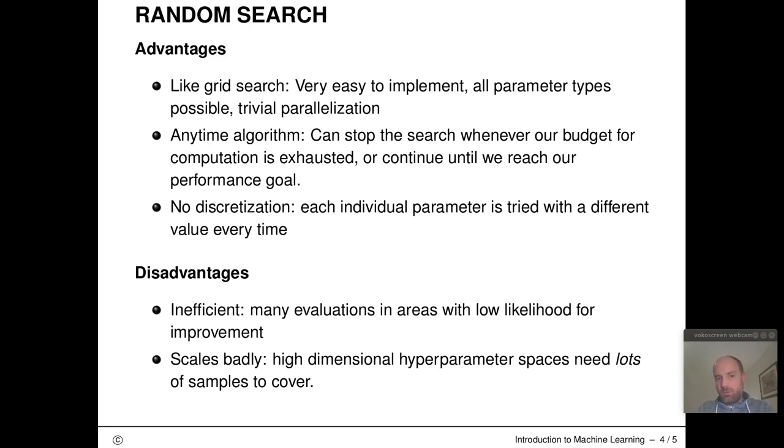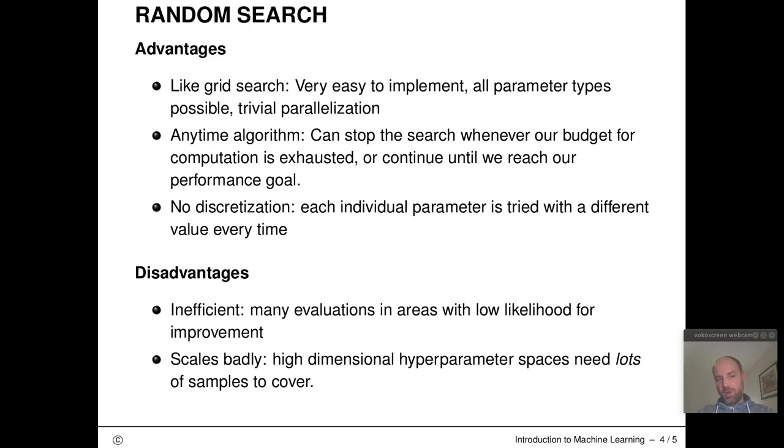Here's another nice feature, which makes it a bit different compared to grid search. This is really an anytime algorithm. So we can actually stop the search whenever our budget for computation is exhausted, or we can continue the search until we reach our performance goal. This means we can do something like sample 200 points by random search, look at the best achieved performance, and if this is not enough for us, we can just sample more points, and dynamically observe how our performance curve develops, and then stop at the correct point in time. For grid search, we can only do this up to a point, right? We can only do this until the complete grid has been computed. After this, we're not actually sure how to continue.